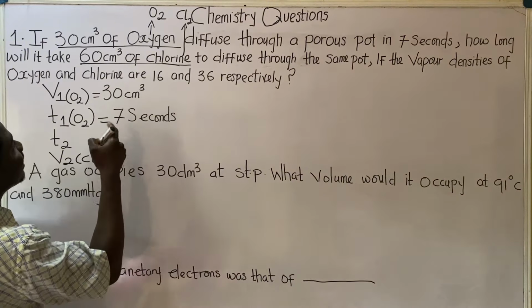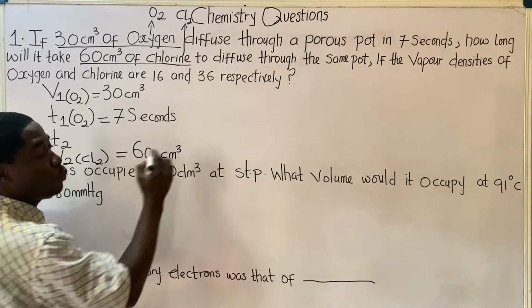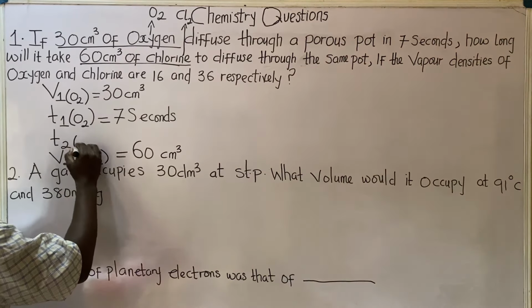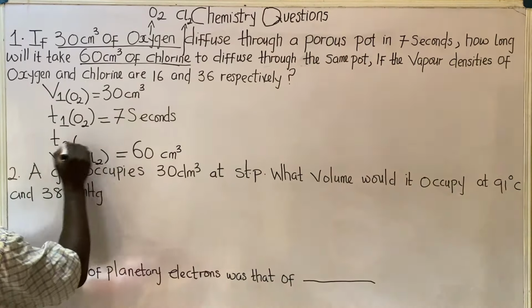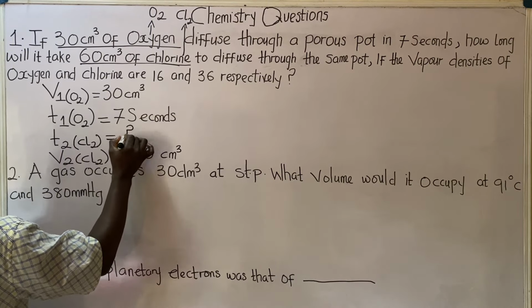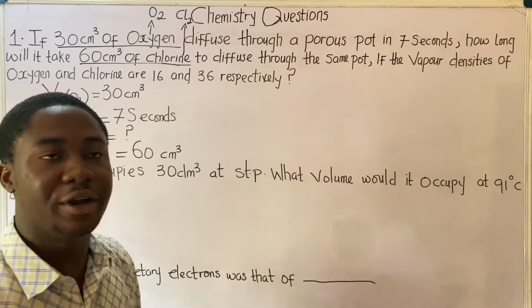So how long will it take 60 cm³ of chlorine gas? So here is 60 cm³ of chlorine gas. Do you understand? So definitely we are looking for the time it will take chlorine specifically. So it's the time of chlorine. This is what we are asked to get in this particular practice question. It is extremely easy.